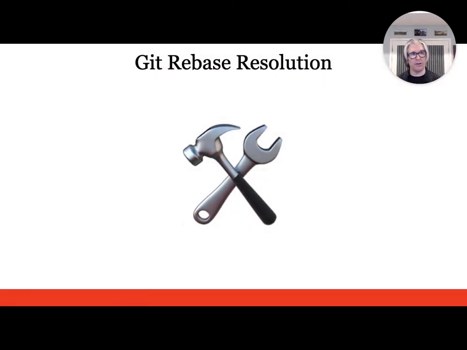Okay, so we've gone through all the commands. Now I want to talk about Git Rebase Resolution. This is basically what you have to go through when you are doing a rebase and you have a merge conflict, and what do you do in that situation?